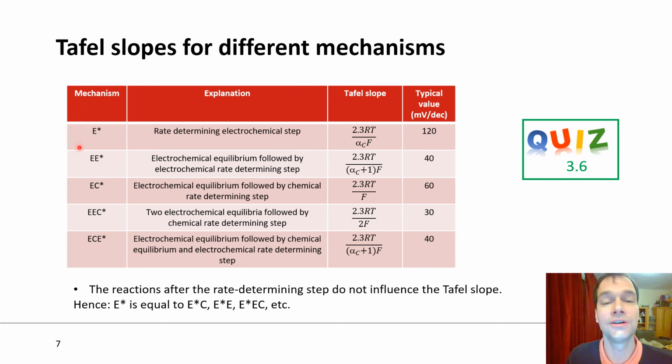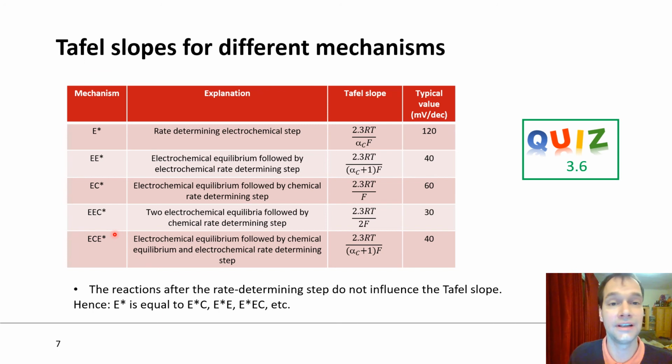So what we saw for E star, the Tafel slope is 2.3 RT over alpha F, resulting in about 120. The one we showed also, the EE star, so the second electrochemical step rate determining, results in this equation and a value of 40 millivolt per decade. But there are more options. For example, an electrochemical equilibrium followed by a chemical rate determining step. Then you get this as a result, with a Tafel slope of 60.